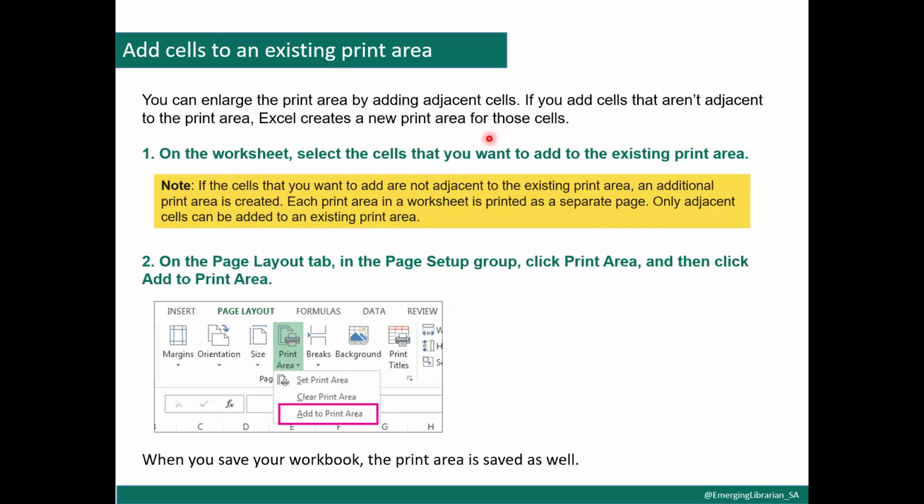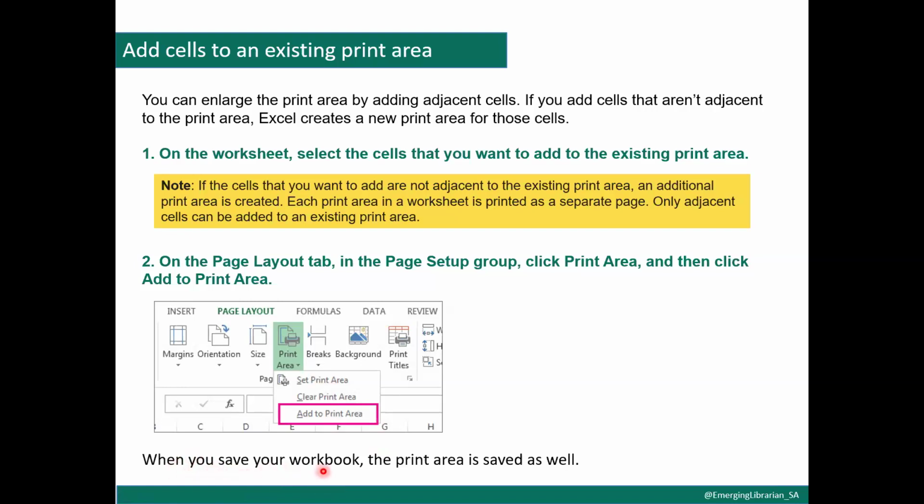On the worksheet, select the cell that you want to add to the existing print area. Remember, I said with Excel, you can still go back to your workbook and then work on your workbook. On the Page Layout tab, in the Page Setup group, click Print Area, then click Add to Print Area. Then you can still add to print area, clear print area or set up a new print area.